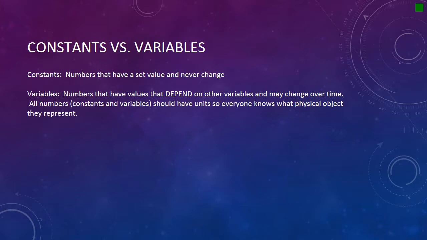Whether you're writing down a constant or a variable, it's really important that you write units afterwards. Units are the physical objects that the numbers represent, and it gives you an idea of what we're talking about, right? So if you record a number and you say 12, well, 12 miles is very different than 12 inches or 12 elephants.